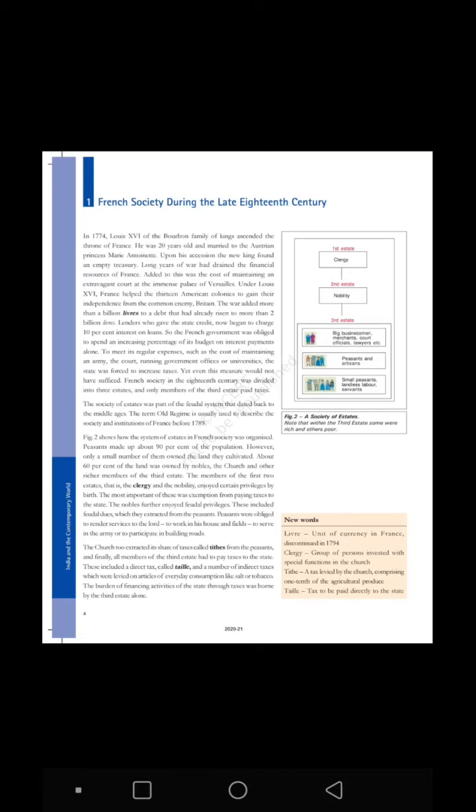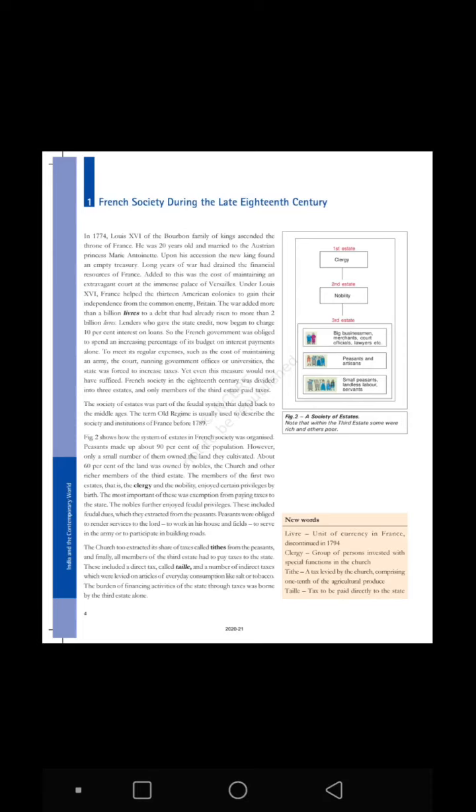The society of estates was a part of the feudal system that dated back to the Middle Ages. The term old regime is usually used to describe the society and institutions of France before 1789. Figure 2 shows how the system of estates in French society was organized. Peasants made up about 90% of the population. However, only a small number of them owned the land they cultivated.